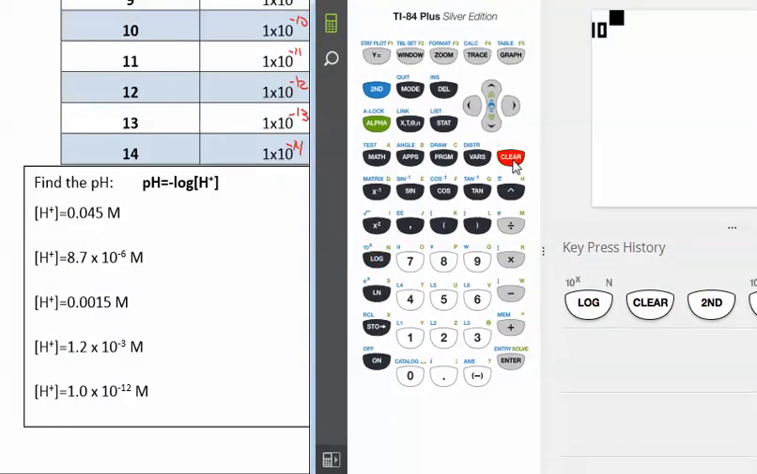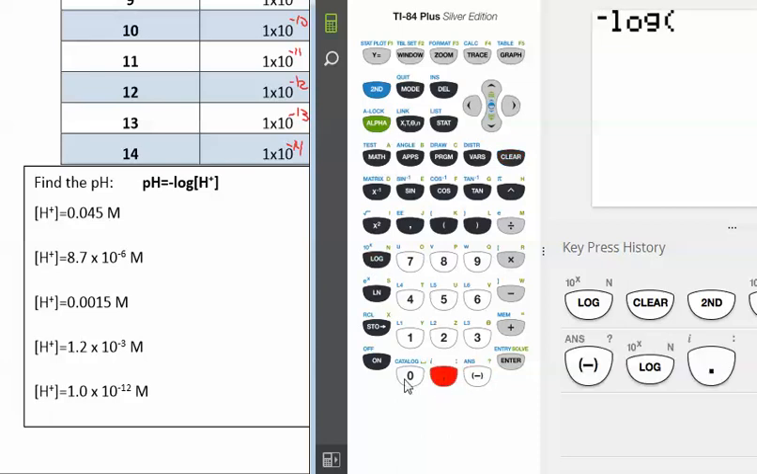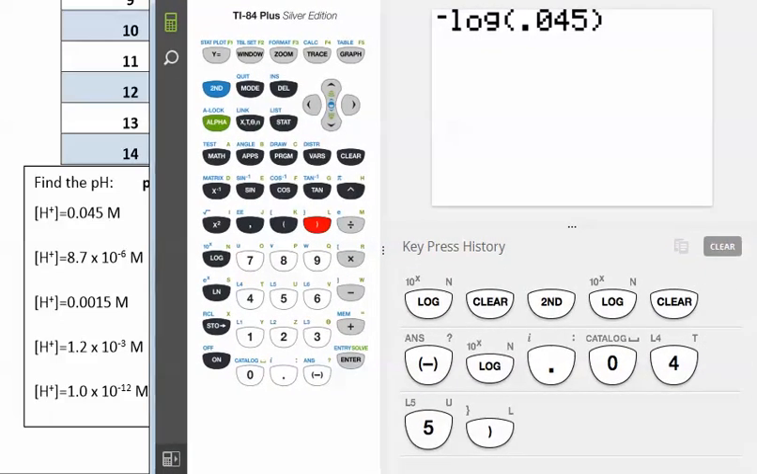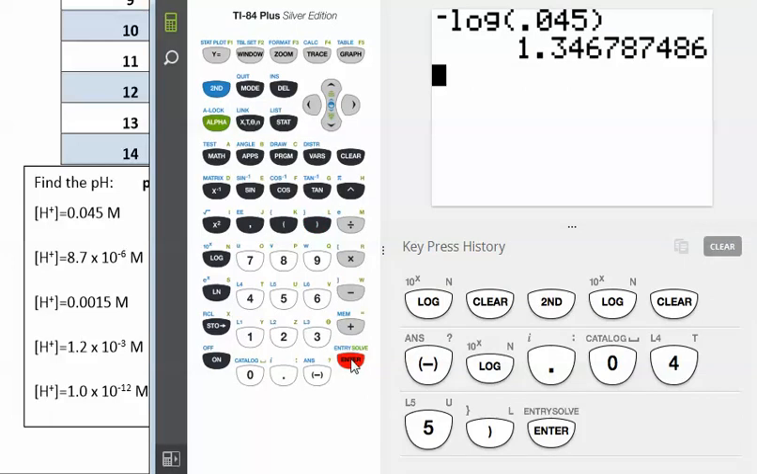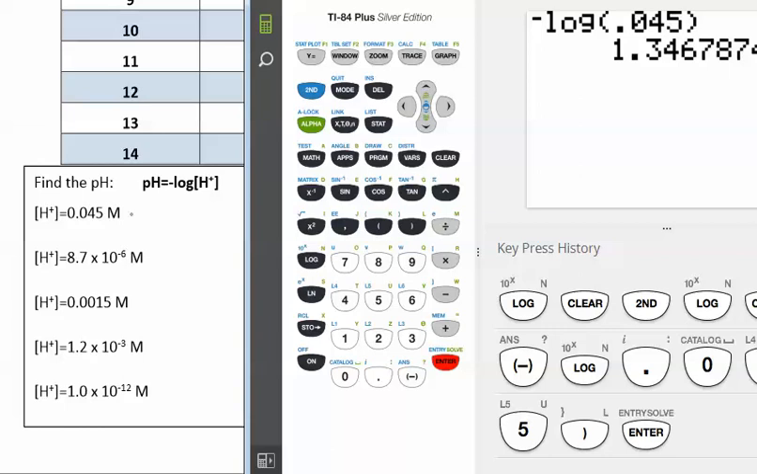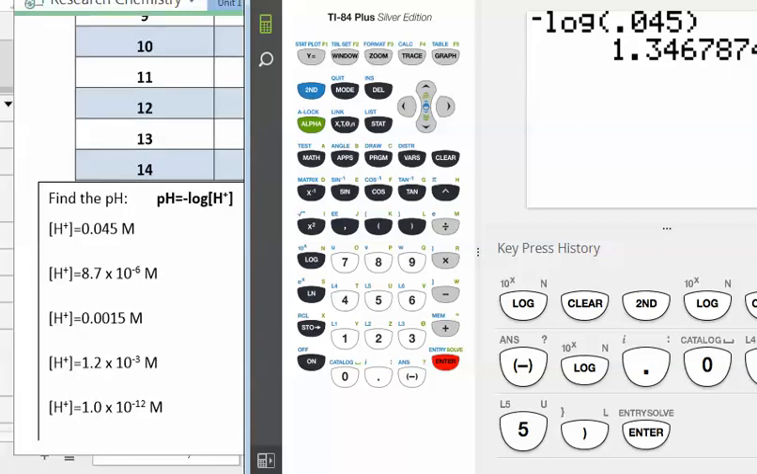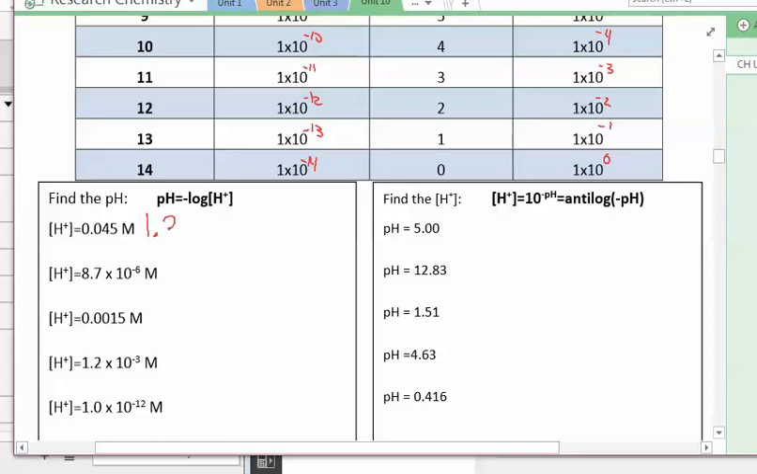So our equation is right up at the top. We're going to do negative log of the hydrogen concentration in order to determine the pH. So we're going to type in negative log of 0.045. We're going to hit enter, and this gives us our pH value. It has lots of sig figs. We have 2 sig figs in our number, so we're just going to keep 2 sig figs. So my pH is going to be 1.3.